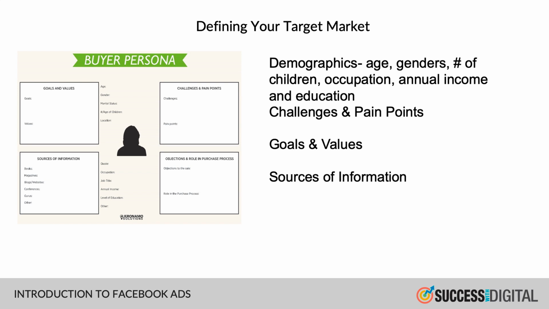The next section is all about looking at sources of information. This is from books that you know that they read, magazines that they like. Are there specific websites or blogs that they go to for information? Are there conferences that happen every year that they attend? Are there specific gurus or celebrities or public figures that they follow? Or is there other types of information, places where they go for information? So mark that down, and then from there, you can look at objections and role in the purchase.